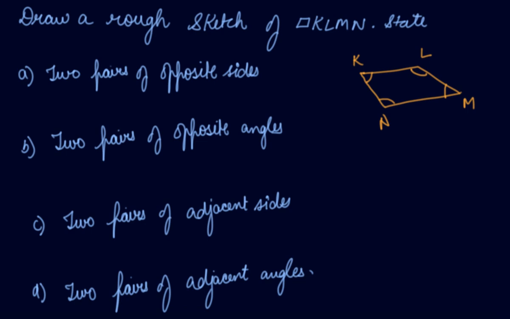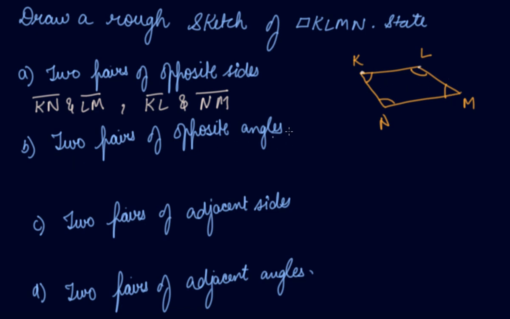Now you are asked to write down the two pairs of opposite sides. Now opposite sides are KN is opposite to LM. So KN and LM are the opposite sides, one pair. KL and NM are the opposite sides. So these are the two pairs.